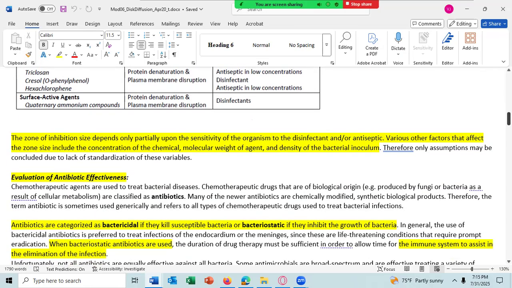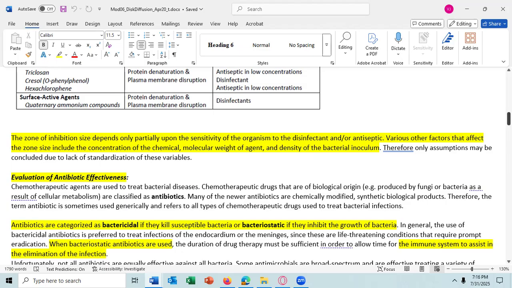The zone of inhibition size depends only partially upon the sensitivity of the organism to the disinfectant or the antiseptic. Various other factors affect this zone size, including the concentration of the chemical. Generally, the higher the concentration of the chemical, the larger the zone of inhibition around the disc.